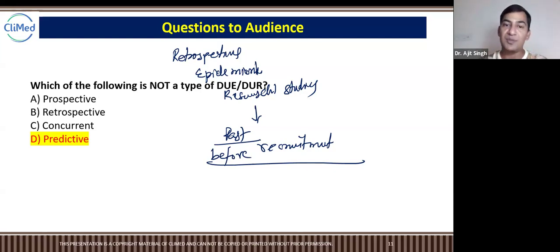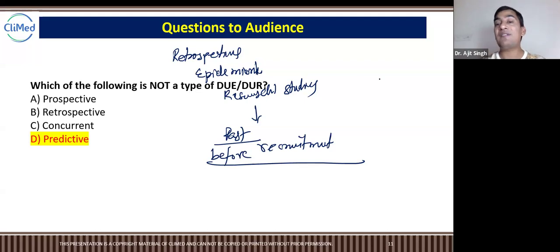When you have recruited the patient, now the study bifurcates into two terms, based on the data collection. If you are collecting the data from the past, that is called retrospective. If you are collecting the data from the present or going forward, in the future, that is called a prospective study. That is about the research studies.